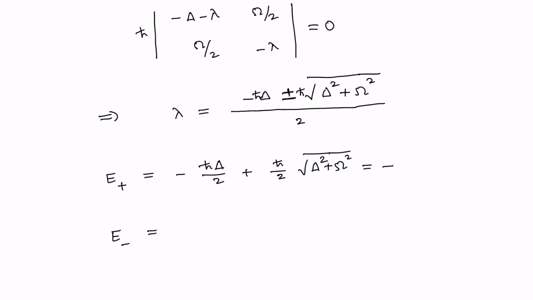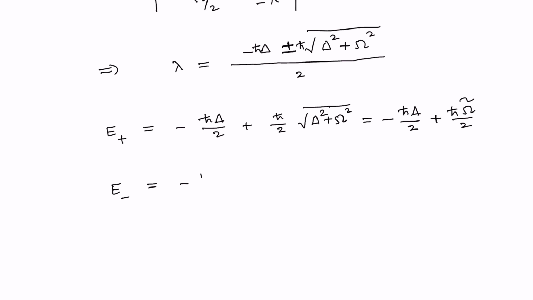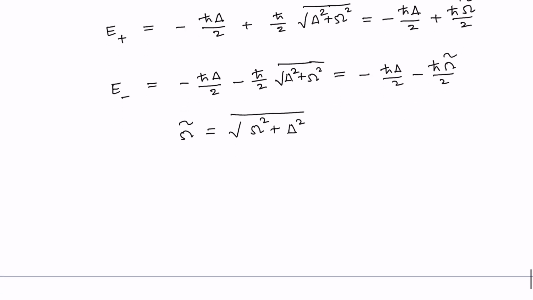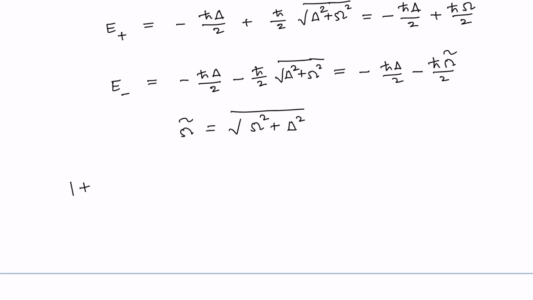I can write it in a short notation as well. Let me write it as minus h cross delta by 2 plus h cross omega tilde by 2. I will soon write what omega tilde is, and you can easily make it out. And E minus is minus h cross delta by 2 minus h cross by 2 square root of delta square plus omega square, which I can write in short notation as minus h cross delta by 2 minus h cross omega tilde by 2, where omega tilde is the short notation for the square root of capital omega square plus delta square. So these are my eigenvalues, and let me say |+> is the corresponding eigenstate for the eigenvalue E plus, and corresponding to E minus I have the eigenstate |-> that corresponds to this eigenvalue E minus.